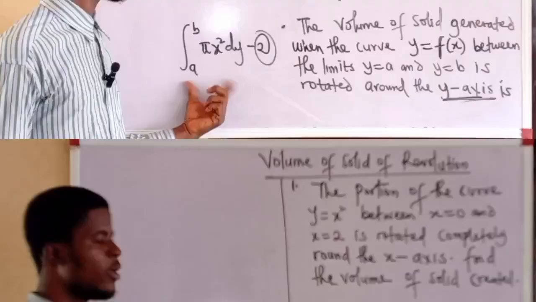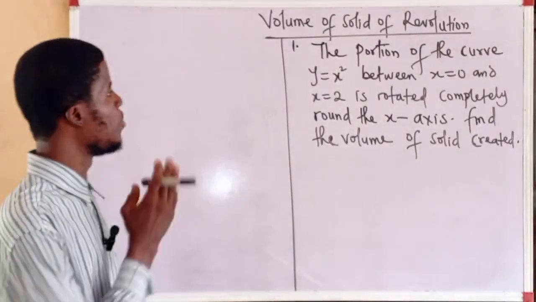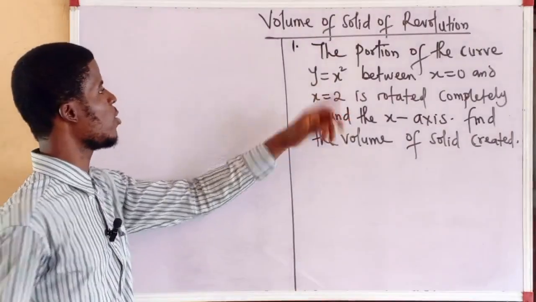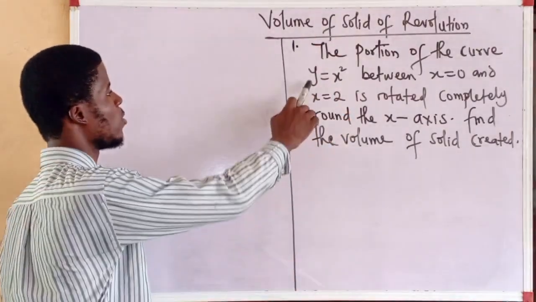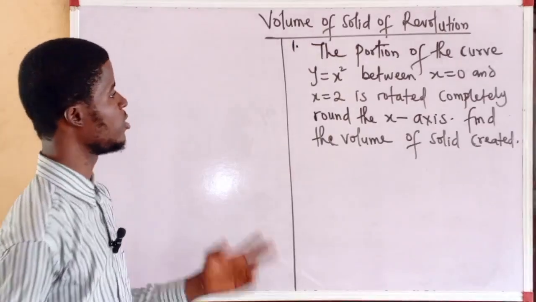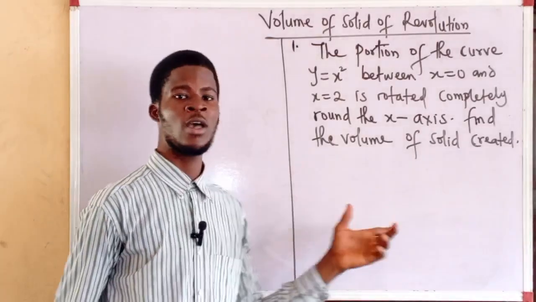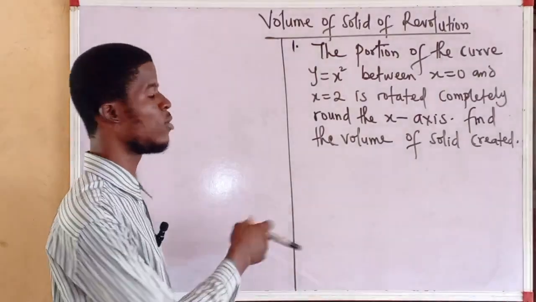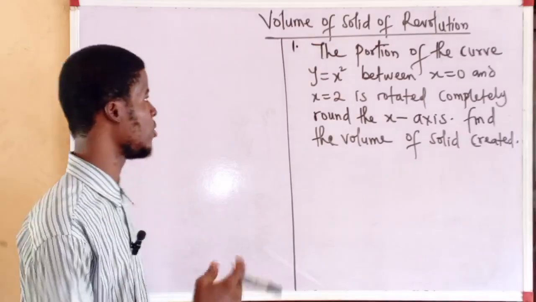This is the first question. The portion of the curve y equal to x squared, this is the equation of the curve, between x equal to 0 and x equal to 2 is rotated completely around the x-axis. We have to find the volume of solid that is created or generated.